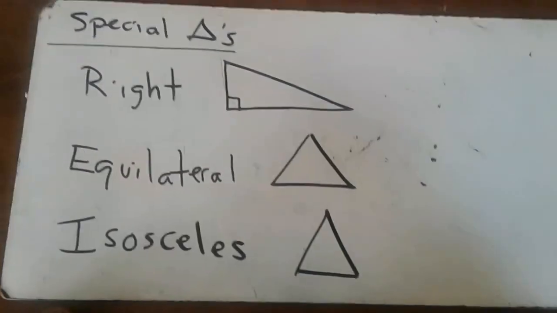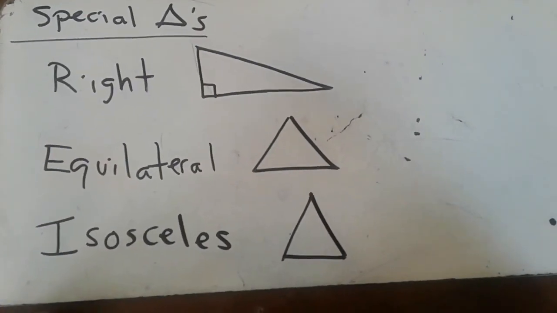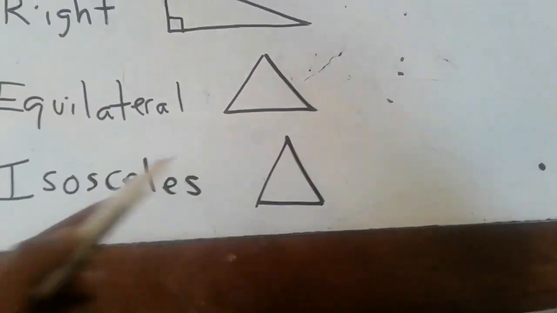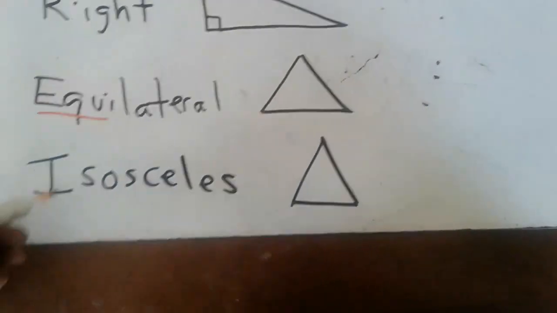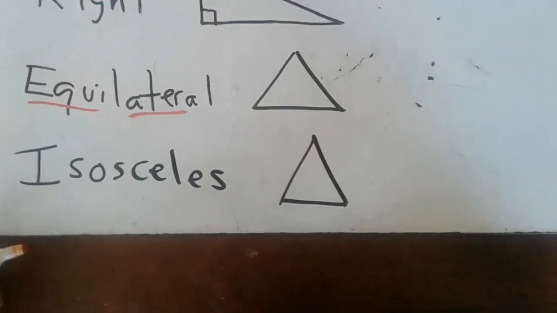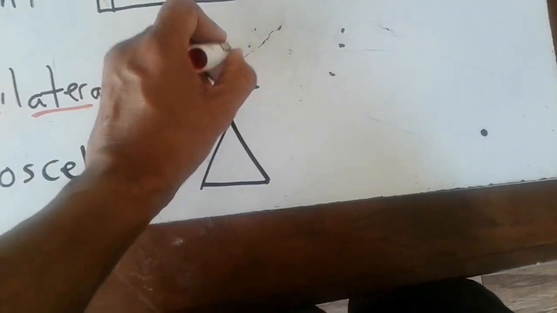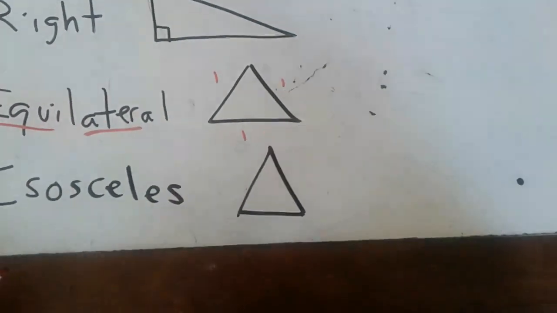One we haven't mentioned yet, but you've probably seen before because these are pretty common, is an equilateral triangle. And equilateral, they're all the same. So equi means equal, the same, and lateral actually means side. So this would mean that if this side is 1 and that side is 1 and that side's also 1, they're all going to be the same size.